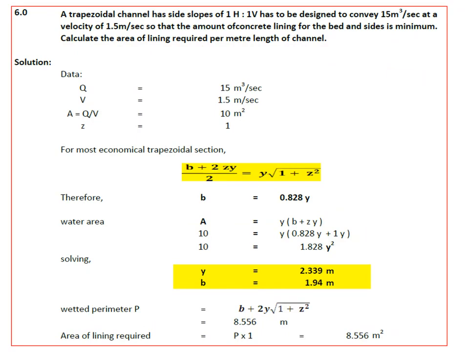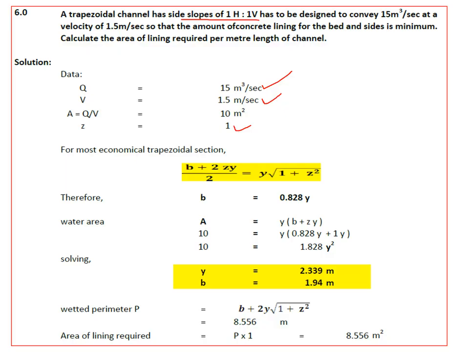Now the next problem. A trapezoidal channel with a side slope of 1 horizontal to 1 vertical, so z is 1, is to be designed to convey 15 meter cube per second. Discharge is given, and the velocity will be given. It's the same as the previous problem, where the area was given. Now we are able to calculate the area: 15 divided by 1.5 will give the area. So that's the same type of problem.